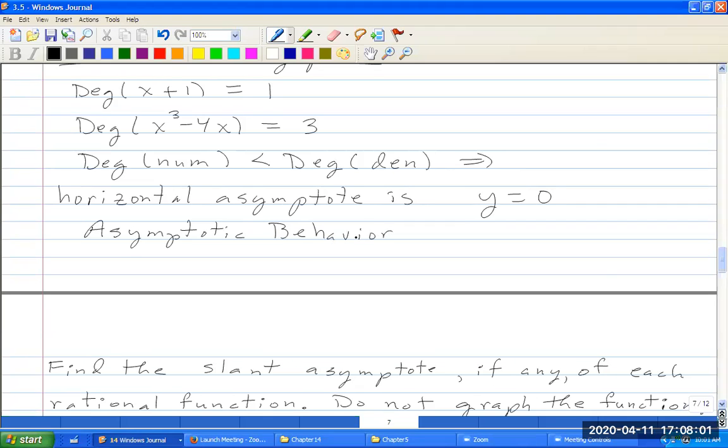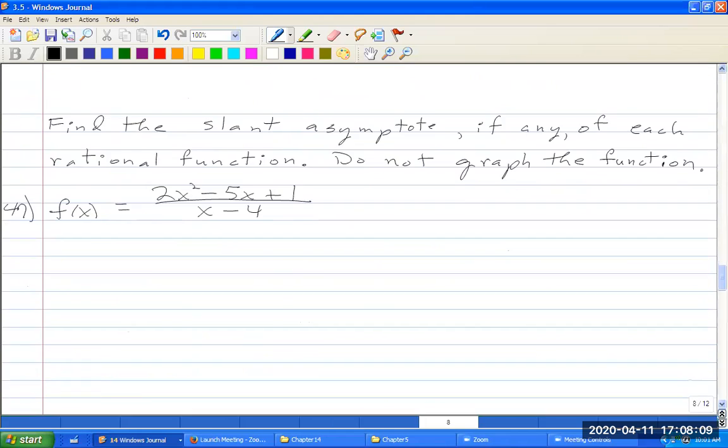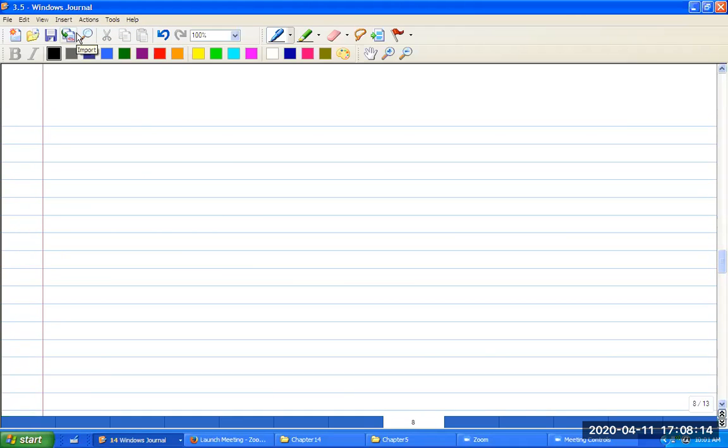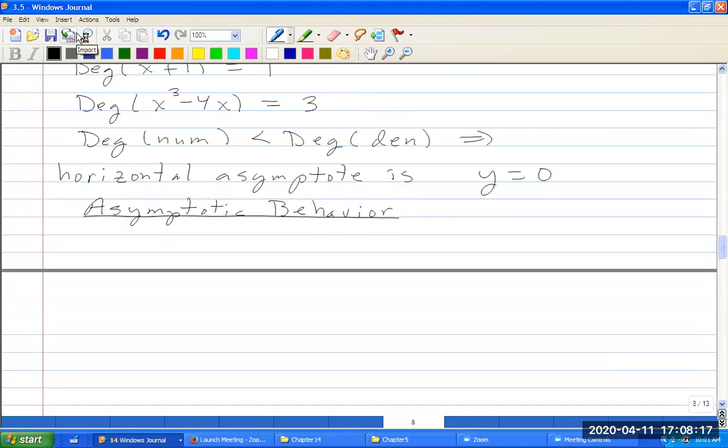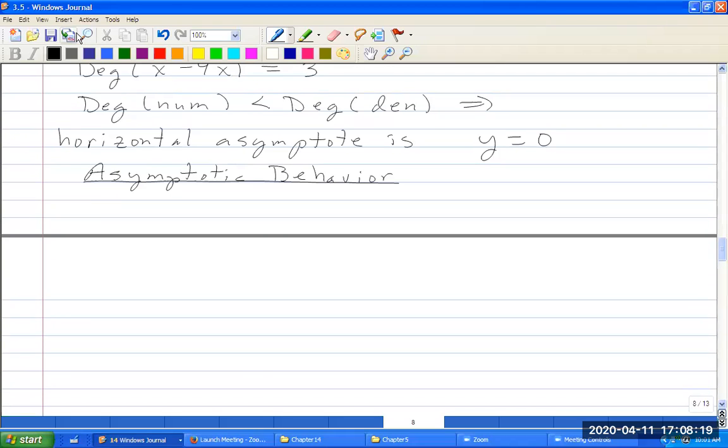And this will give me also the horizontal asymptote. Okay, so let's get another page here. Let's look at what happens as x gets large. So as x goes to plus infinity or minus infinity, I'm looking at the absolute value of x going to infinity.